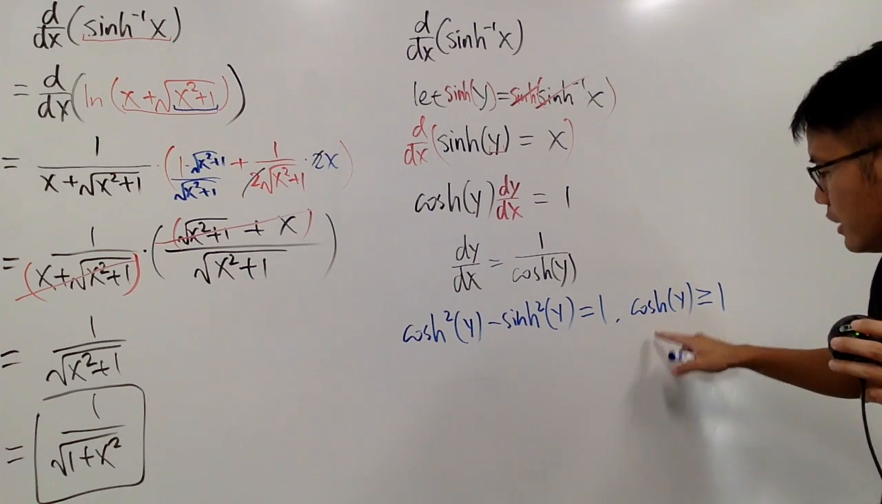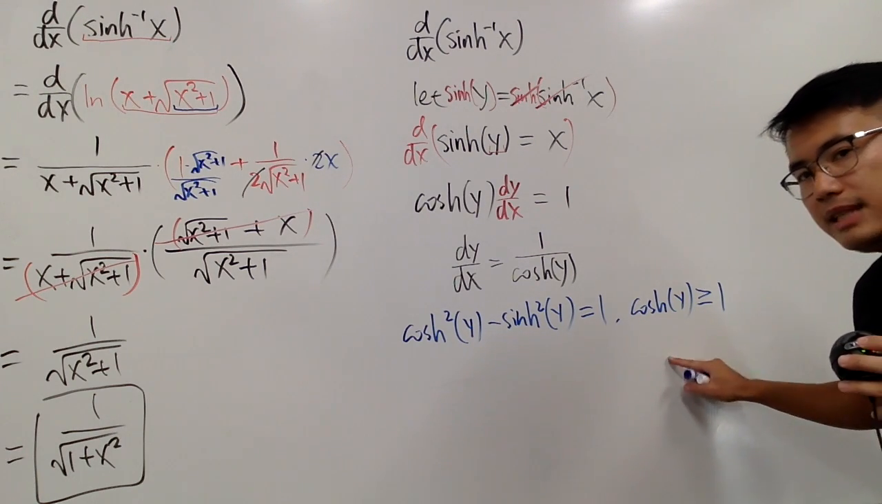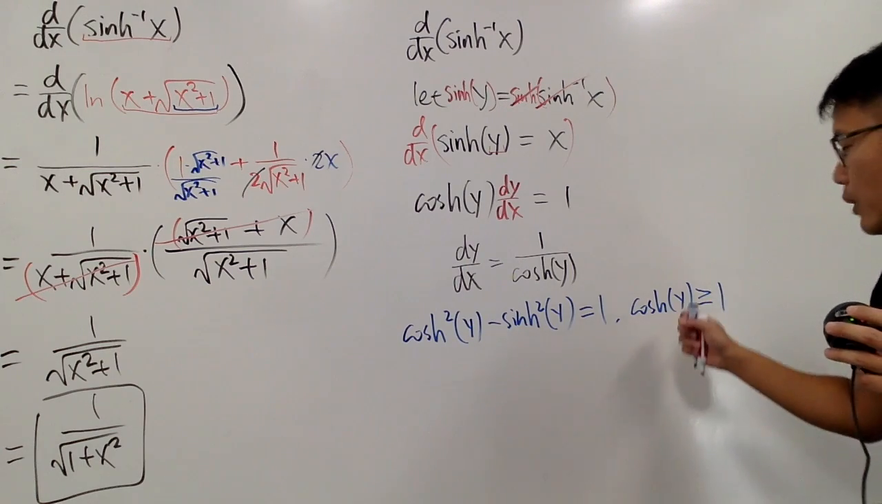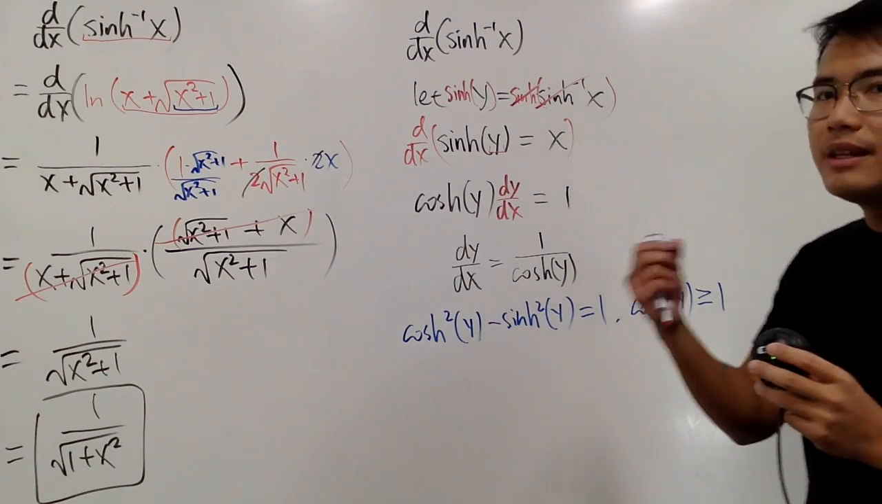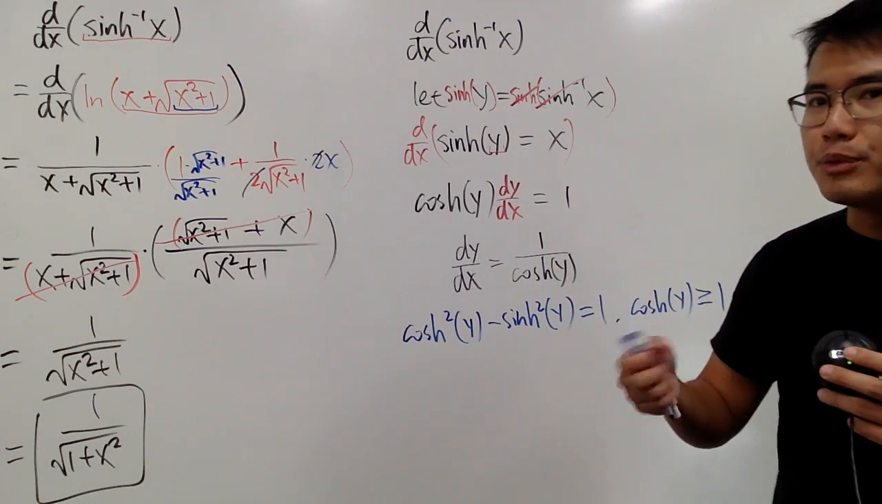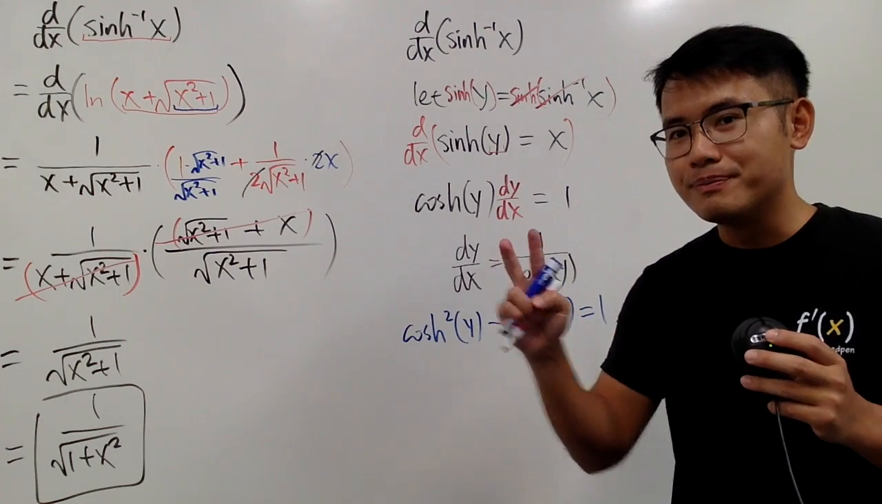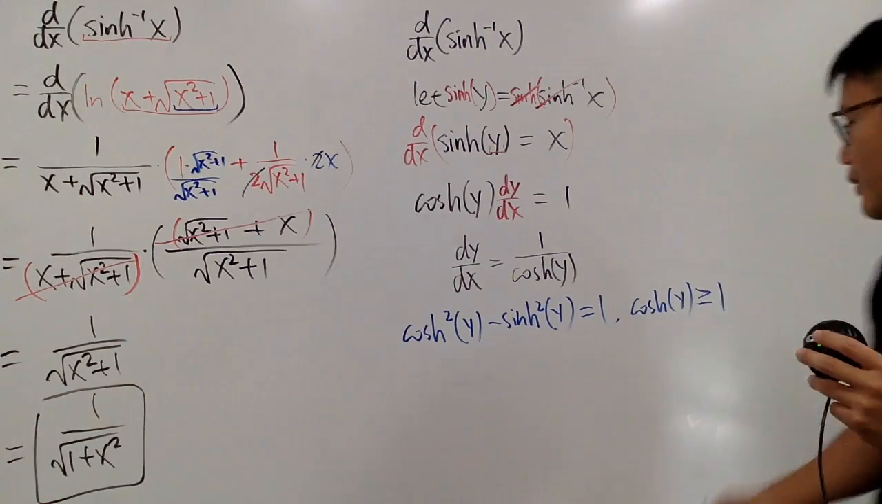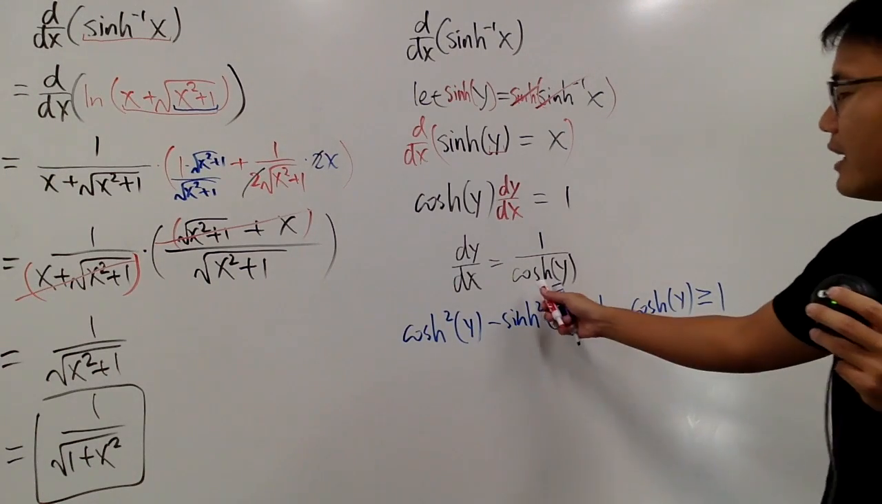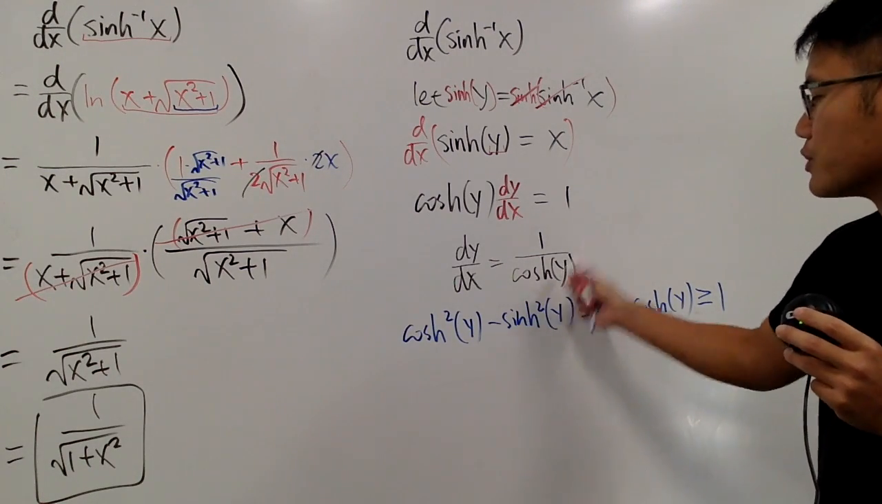Cosh y is equal to e to the y plus e to the negative y all over 2. And the minimum happens when y is equal to 0, and you get e to the 0 plus e to the negative 0. On the top, you pretty much get 1 plus 1, which is 2. And divided by 2, you get 1, and that's the minimum. So keep that in mind, and right here, I just have to isolate cosh y.